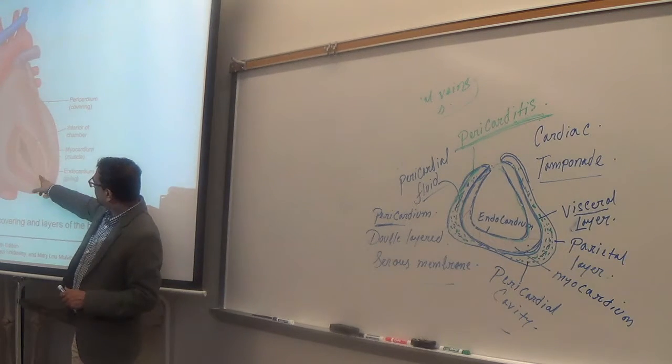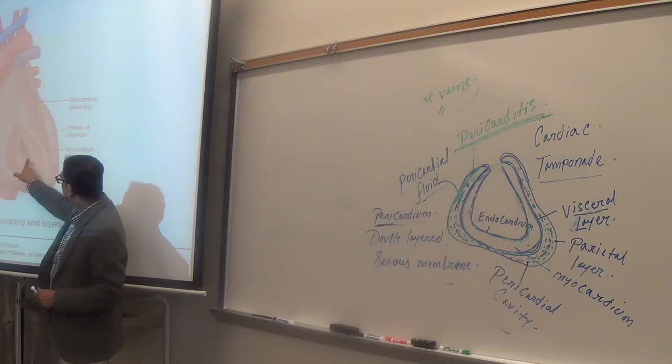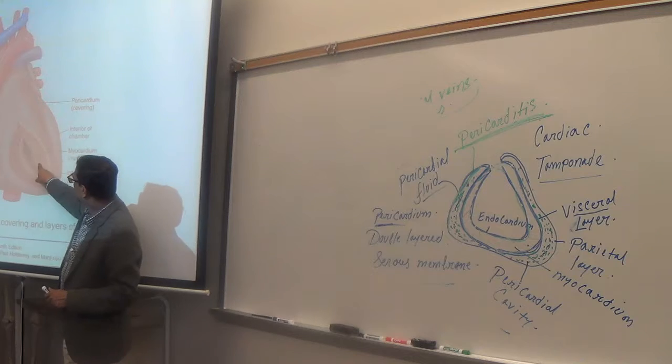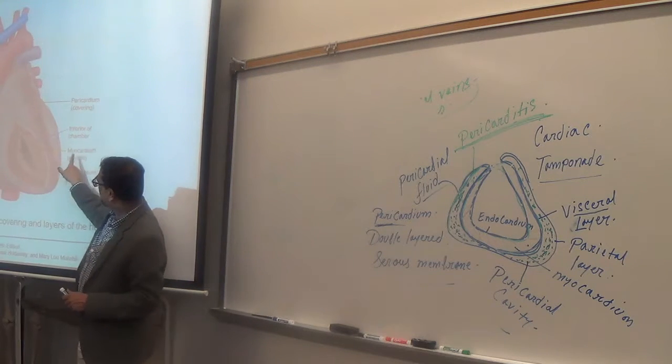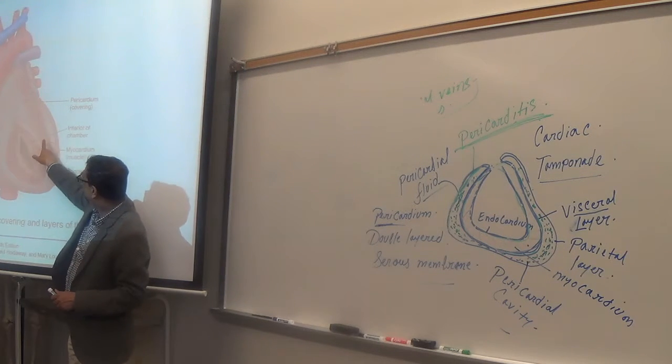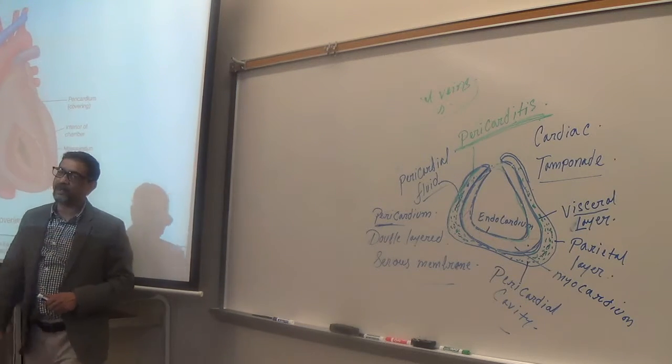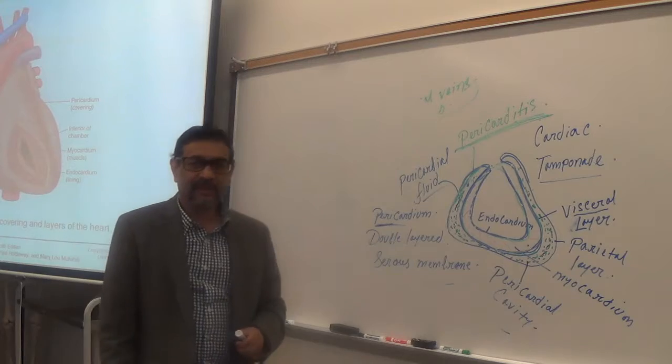In the wall, this is the endocardium, innermost lining, then myocardium, muscular middle layer, and pericardium with the outermost layer. Make sense? Okay.